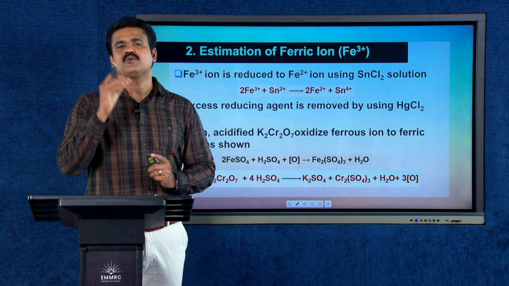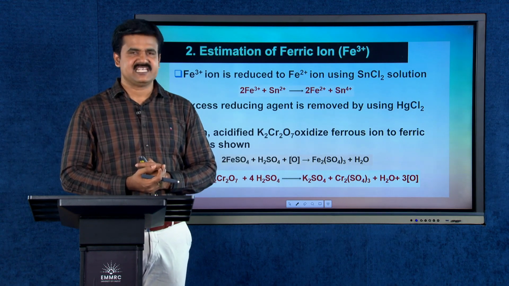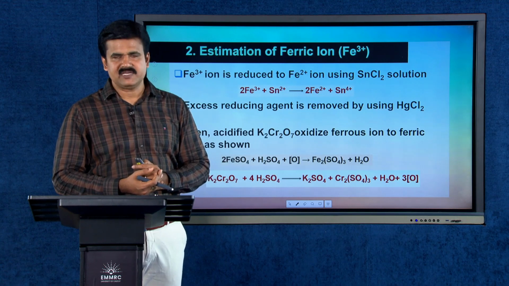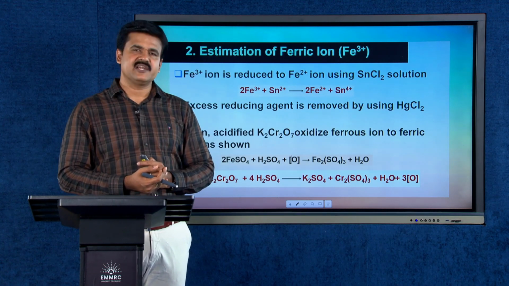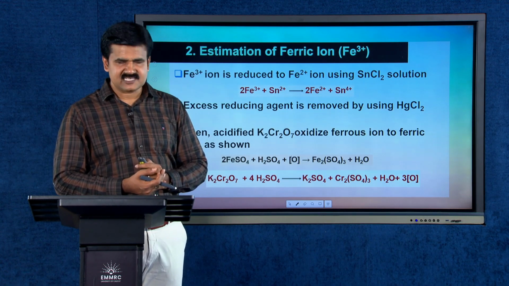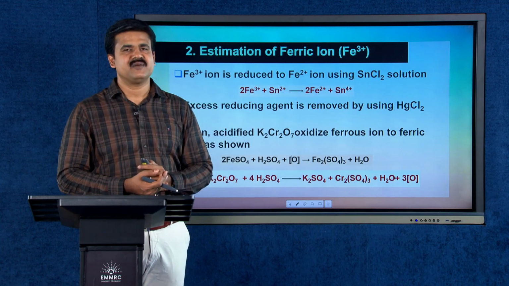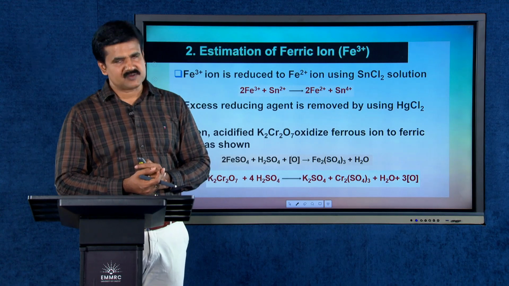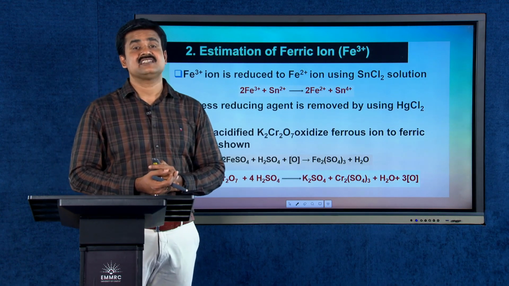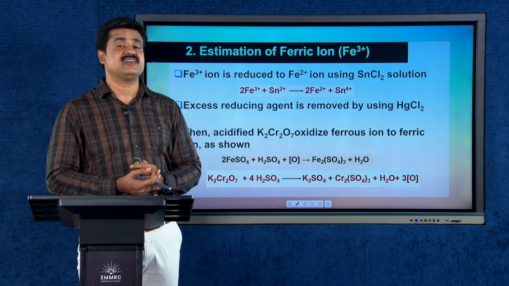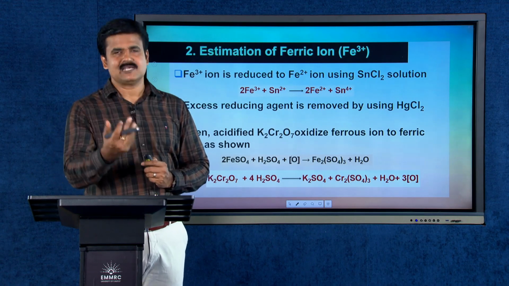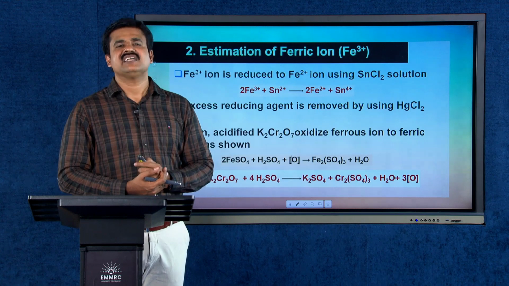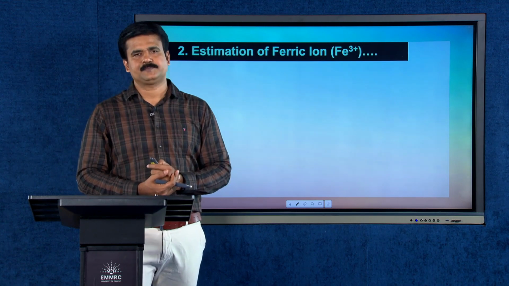So, the principle of estimating ferric ion is that ferric ion cannot react with the potassium dichromate. So, first of all, it is reduced to ferrous ion by using SnCl2. Excess SnCl2 is removed by adding HgCl2. Now, all the Fe3+ ions are converted to Fe2+ ions, and then you can titrate those Fe2+ ions with acidified K2Cr2O7. So, this made possible the estimation of ferric ion.